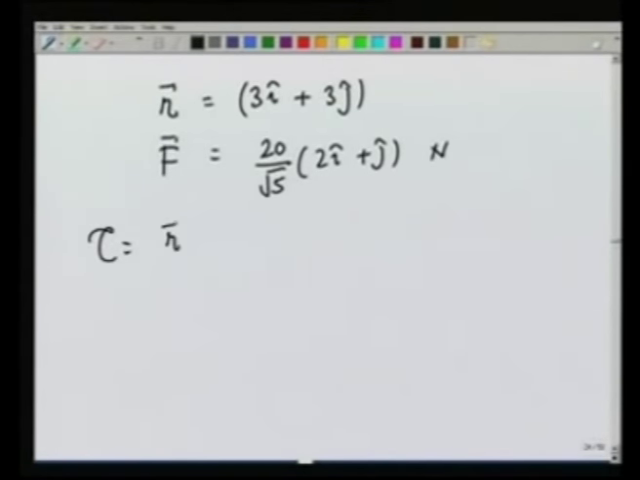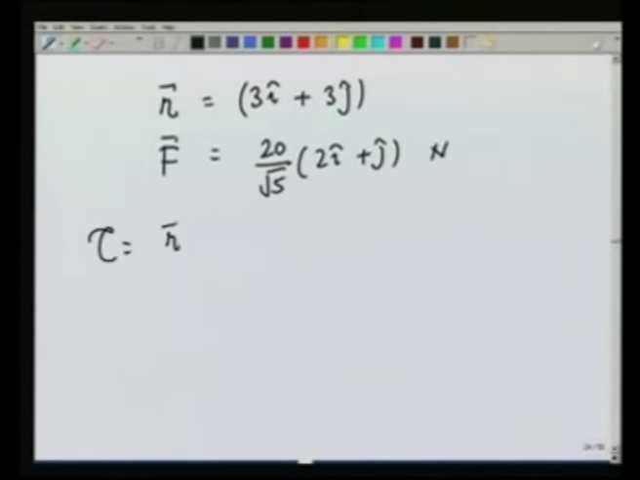So, if all the forces meet at a certain point, the torque due to all the forces is equal to the torque of the total force crossed with the vector to that point. This is known as Varignon's theorem, and it is true only when all the forces are meeting at a certain point.